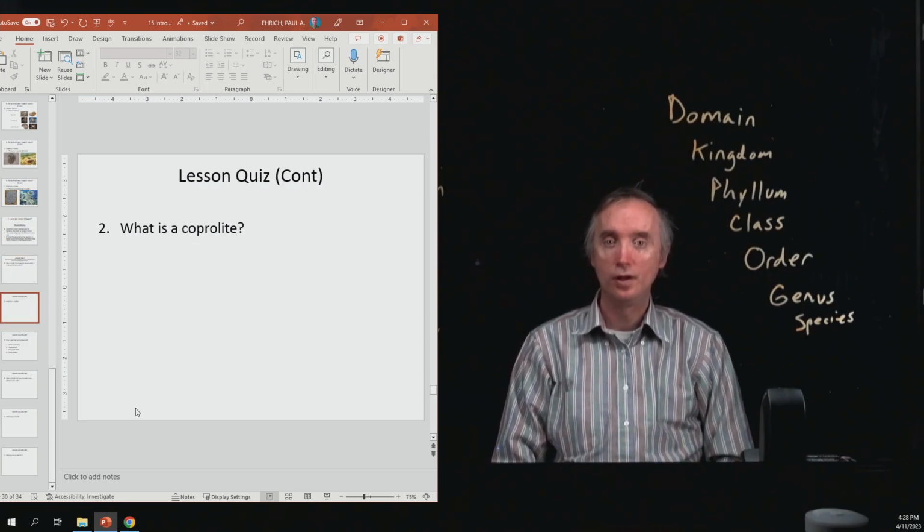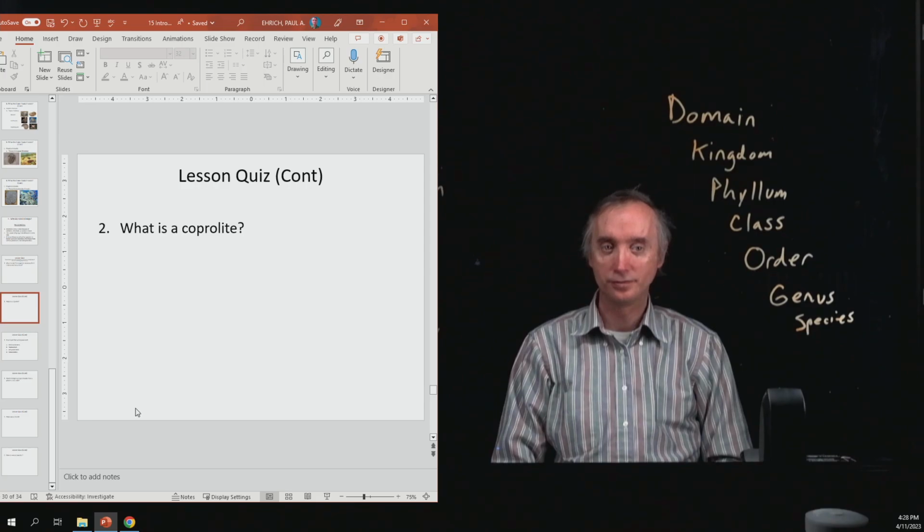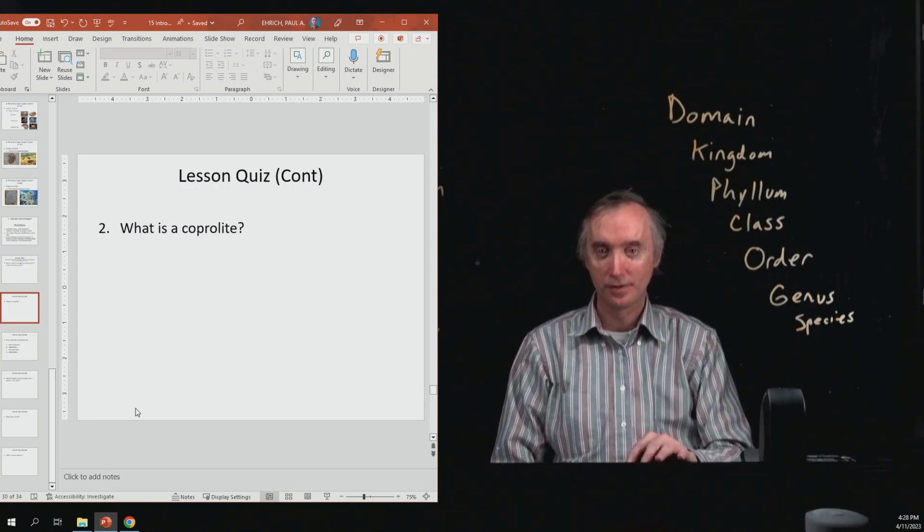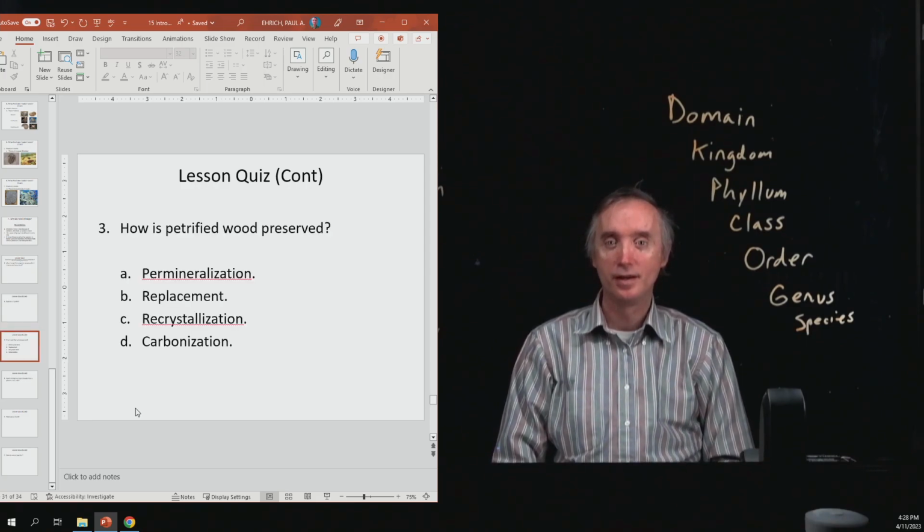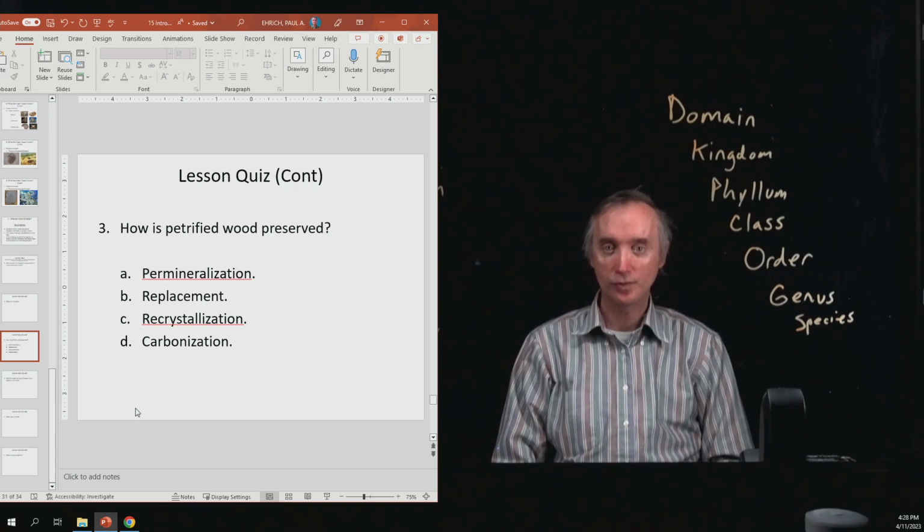Question number 2, what is a coprolite? So that was fossilized dinosaur poop. Okay, question number 3, how is petrified wood preserved? So this is going to be permineralization. This is when groundwater containing silica gets into the wood and it replaces the organic material with silica.